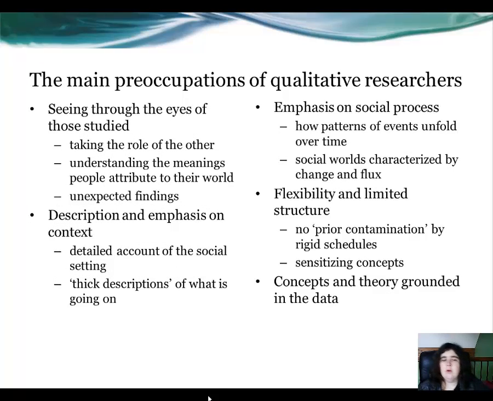What are the main preoccupations of qualitative research? Well, here you're seeing through the eyes of those studied. So in a sense, going back to ethnography, you're immersing yourself in the research. So here you're taking on the role of others. You start to understand the meaning that people attribute to their world. You may have unexpected findings. There's a description and emphasis on context.